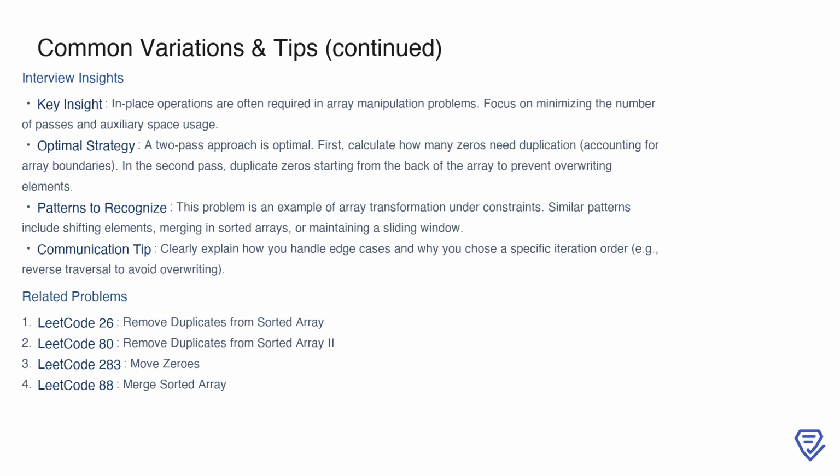Recognizing patterns is also important, as this problem falls under the category of array transformations with constraints. Similar problems include shifting elements, merging sorted arrays, and maintaining sliding windows. When communicating your solution, be sure to explain how you handle edge cases and why a particular iteration order, like reverse traversal, is optimal. Finally, practicing related problems such as remove duplicates from sorted array or move zeros can help you better understand these patterns.